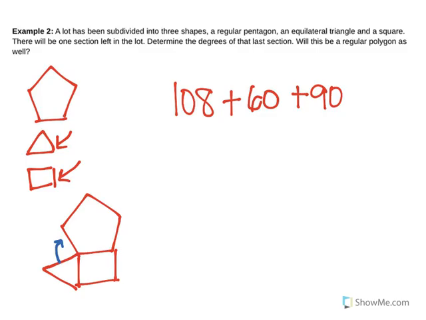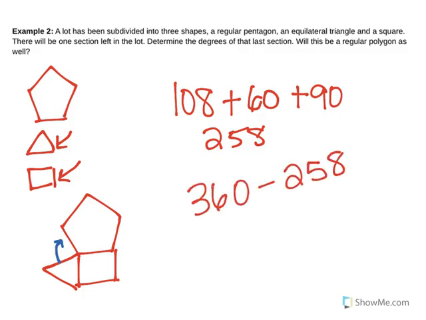When we add all of this up together, we're going to subtract this all from 360. What we would get is 258. So if I take 360 and I subtract 258, I'm left with 102 degrees. We want to see if 102 degrees is a regular shape.